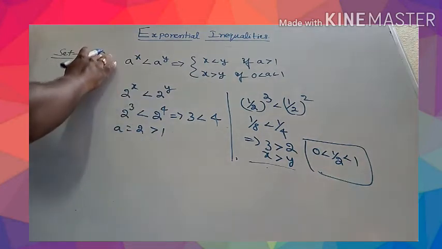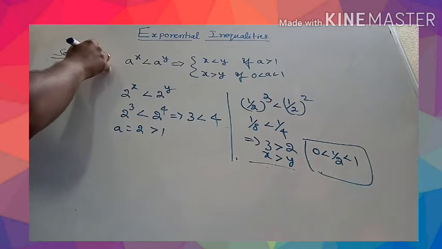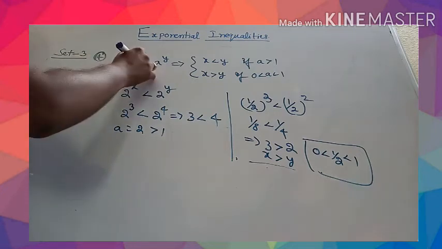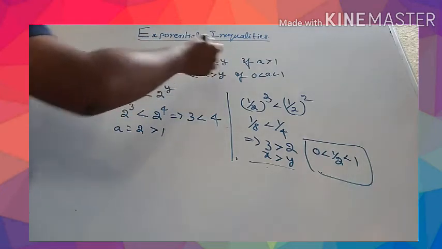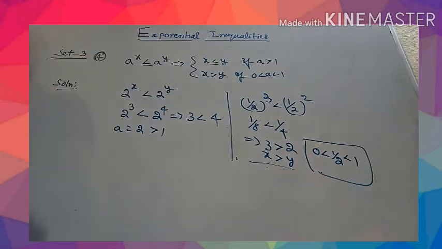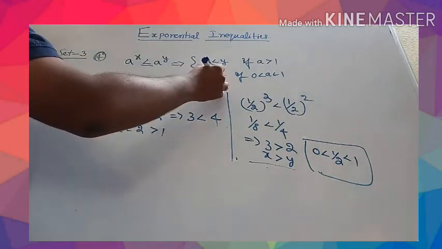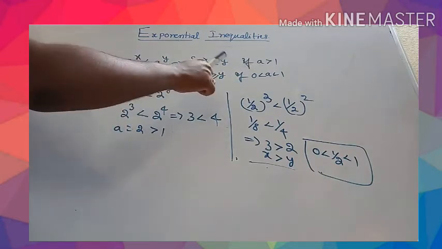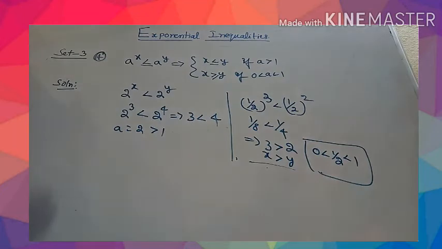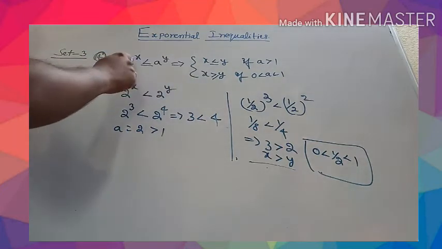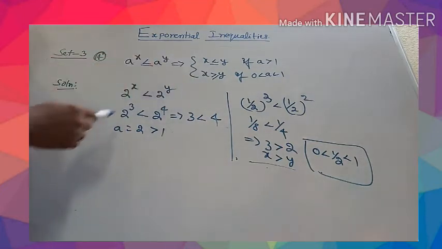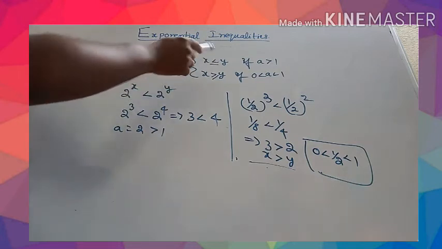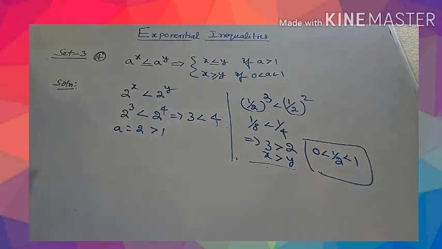And one more thing, we take it as a fourth one: equal to. Equal to means we know that when x equals y, a power x equals a power y. Here also, when x is greater than or equal to y, even if the base is lying between 0 and 1, a power x is less than or equal to a power y. And x is less than or equal to y when a is greater than 1. This is the fact that we have got under this set of 3 results.